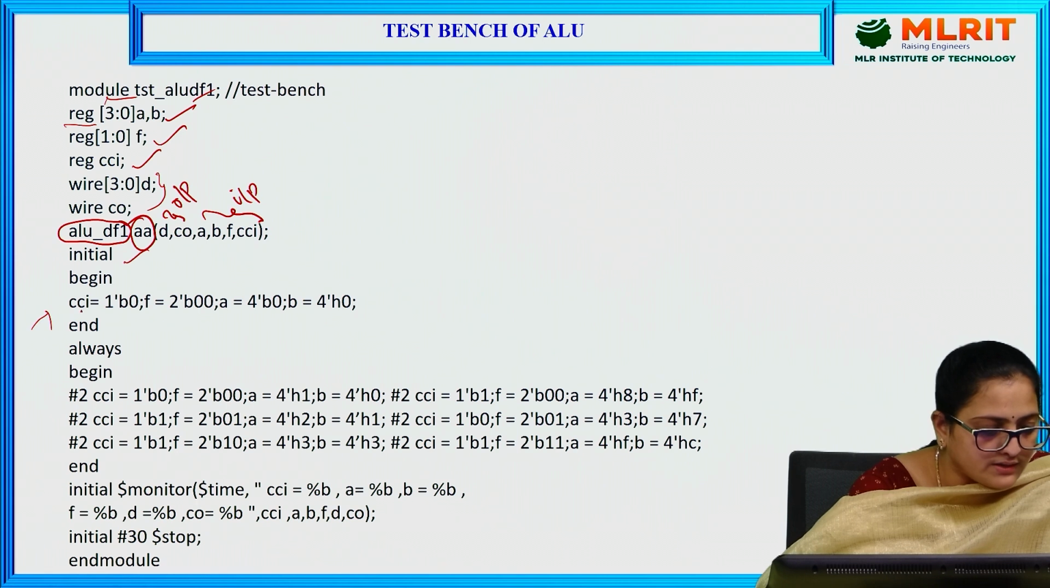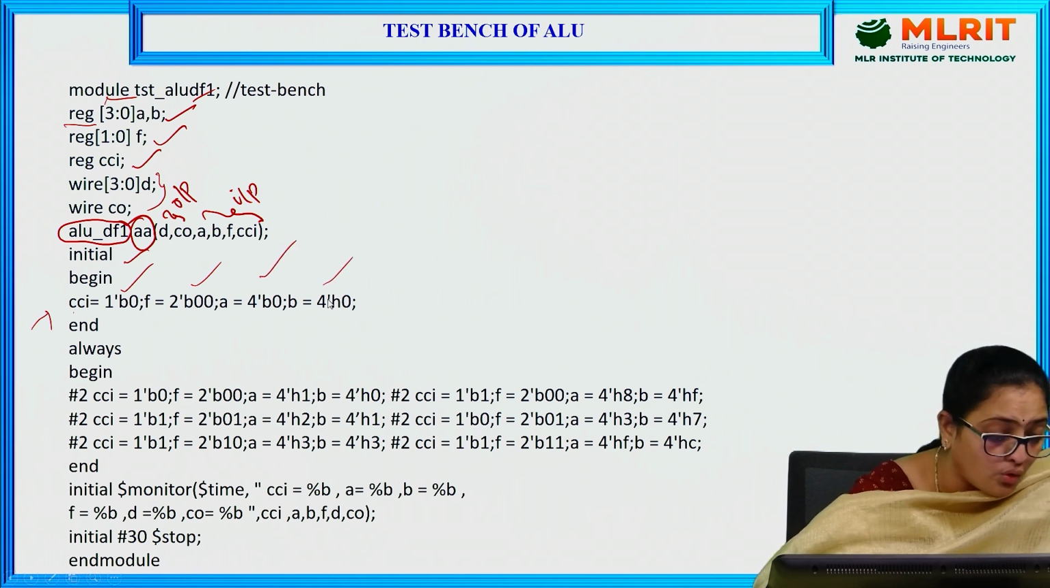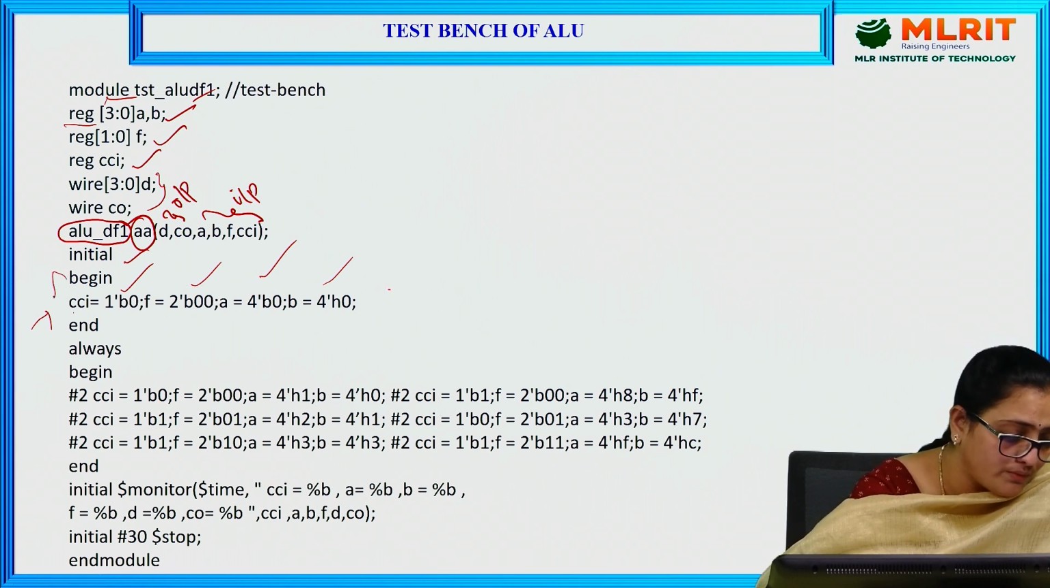So here, in the initial block starting from here, we can give the input values. Begin. See the input values: first, carry in is 1-bit binary value 0. F is 2-bit binary value 00. A is 4-bit binary value 0000. B is 4-bit binary value 0000. We have given 4 statements here.